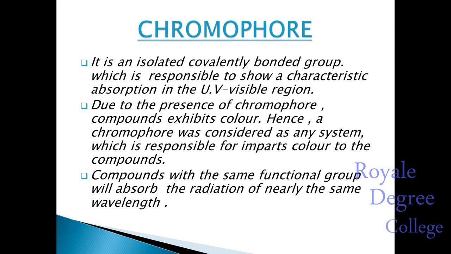Next we will talk about chromophore. What is a chromophore? It is an isolated covalently bonded group which is responsible to show a characteristic absorption in the ultraviolet visible region. Due to the presence of a chromophore, compounds exhibit color. Hence, a chromophore was considered as any system which is responsible for imparting color to the compound. Compounds with the same functional group will absorb the radiation of nearly the same wavelength.